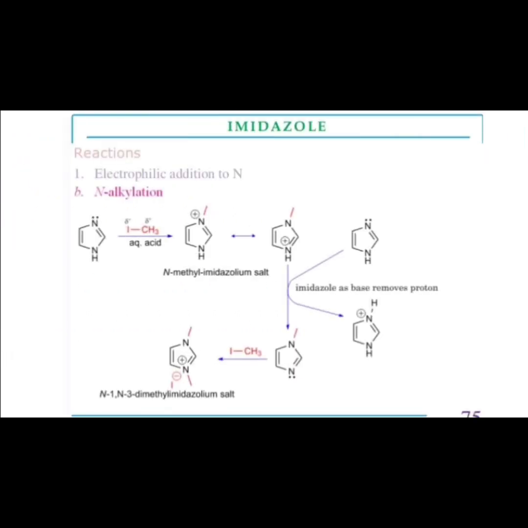Now see the N-alkylation reaction. Imidazole on reaction with alkyl iodide gives this structure. Now in the next structure, imidazole as a base removes the proton. That's why these hydrogens are abstracted by the imidazole base. Now see this structure, and this lone pair of nitrogen also attacks the CH3 and the iodine group leaves to give N1,N3-dimethyl imidazolium salt.